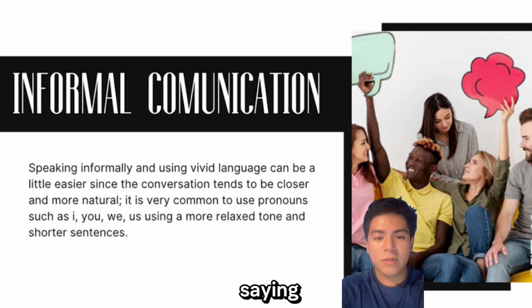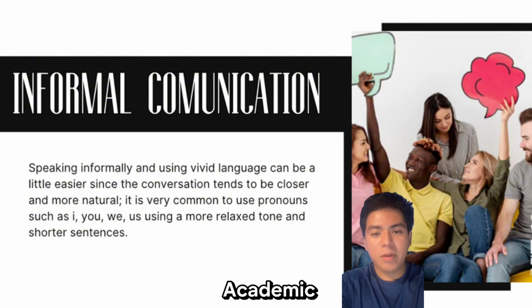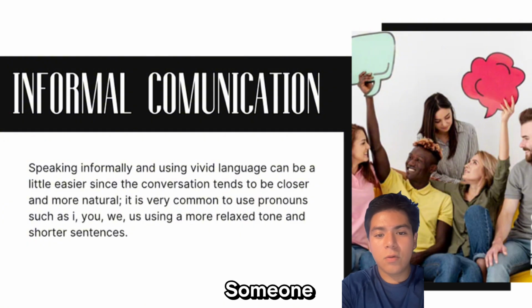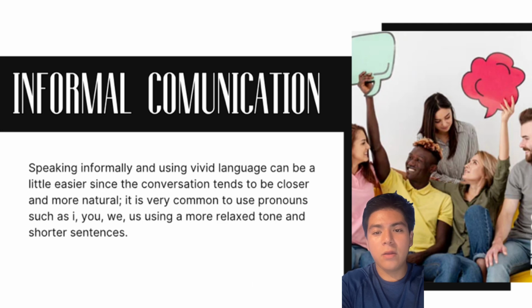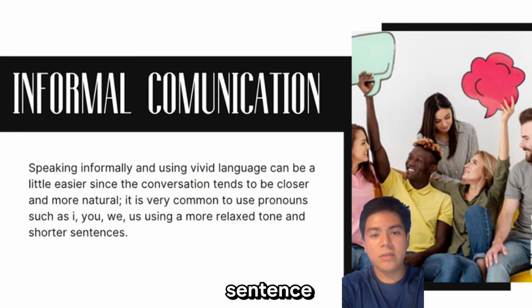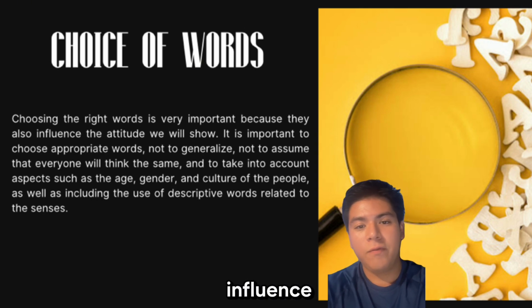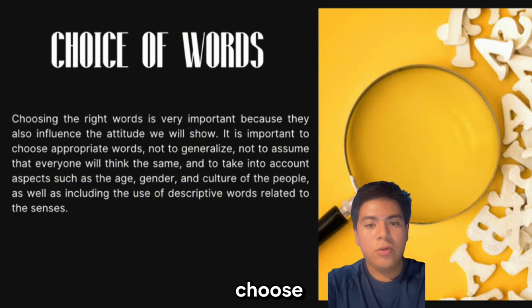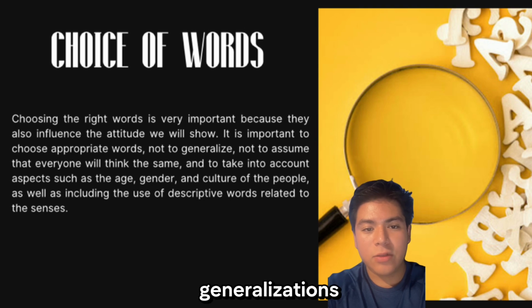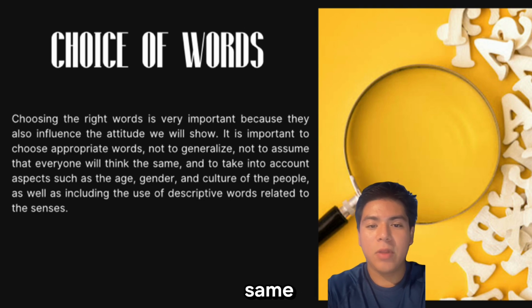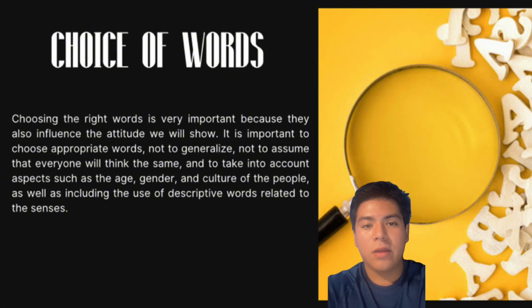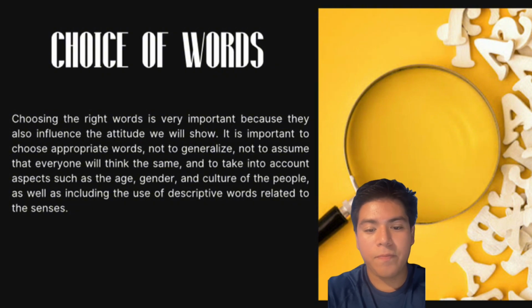For example, instead of saying students should improve their academic performance through consistent practice, someone might say we can improve a lot if we practice every day. We can say that the second sentence sounds more natural and personal. Choosing the correct words is very important because words influence the attitude and message we communicate. The speaker should choose appropriate vocabulary, avoid generalizations, avoid assuming everyone thinks the same, and consider the audience: the age, the culture, and the gender.